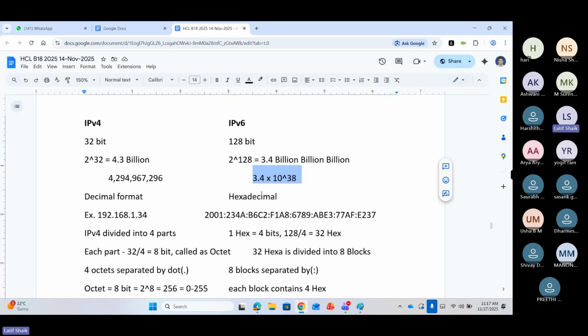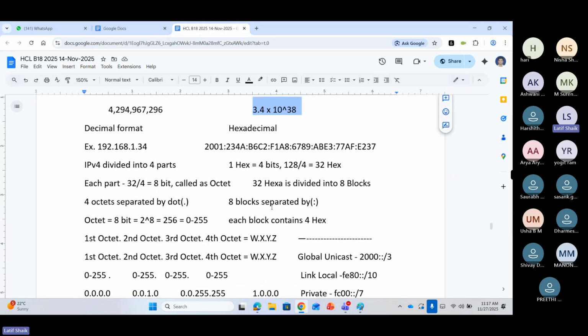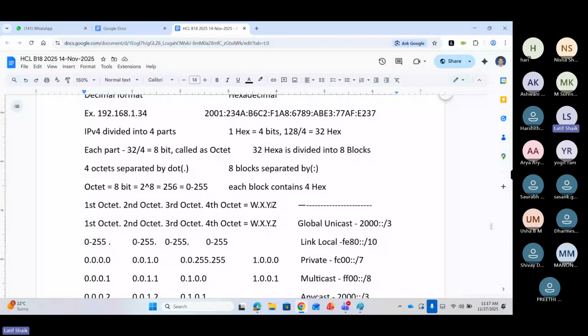These 32 hexadecimal numbers are divided into 8 blocks, so each block contains 4 hexadecimal numbers. Each block is separated by colon. In IPv4, we have 4 octets separated by dots, each octet range is 0 to 255. Whereas in IPv6, totally 8 blocks, each block contains 4 hexadecimal numbers only.